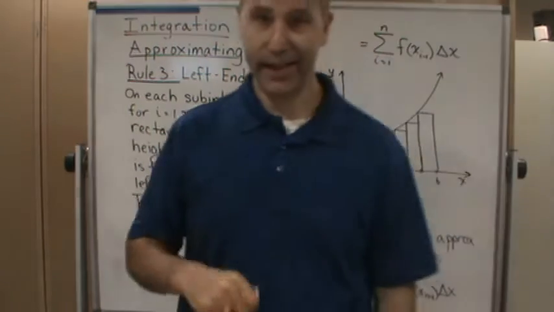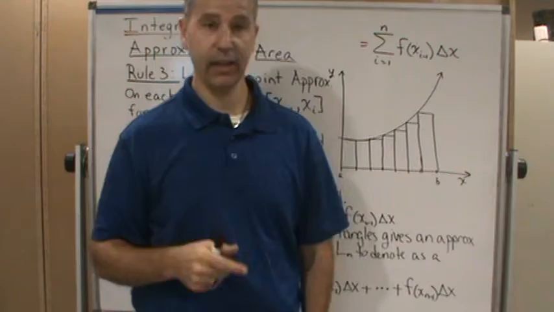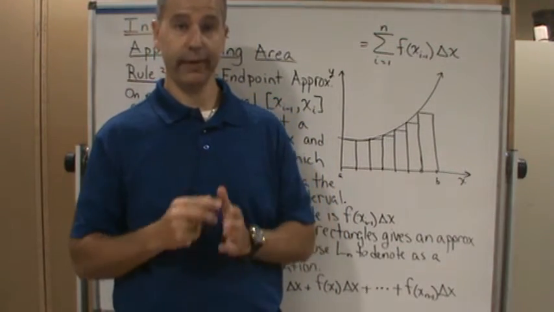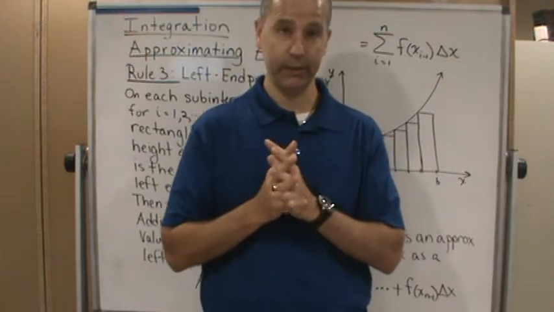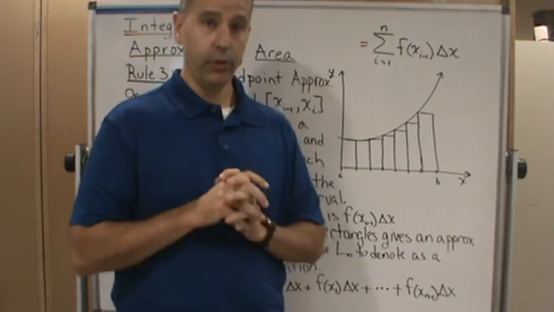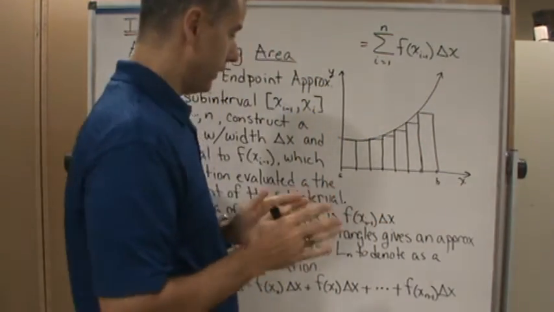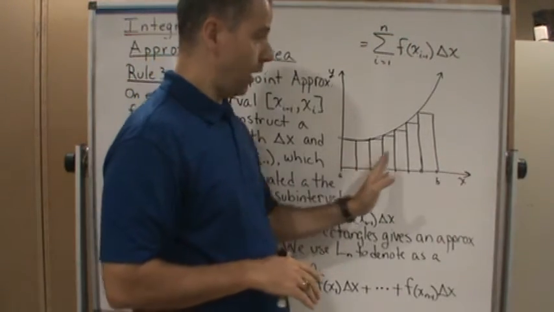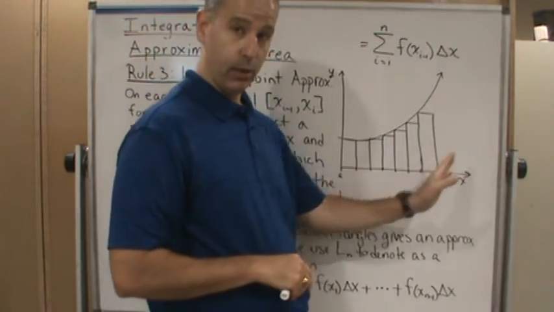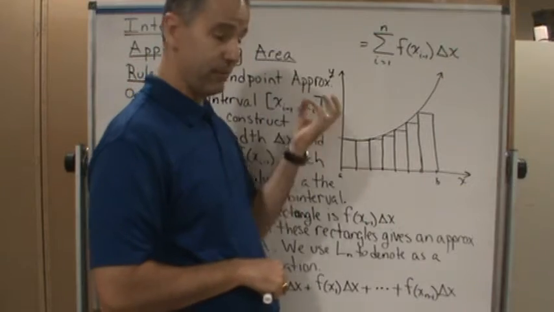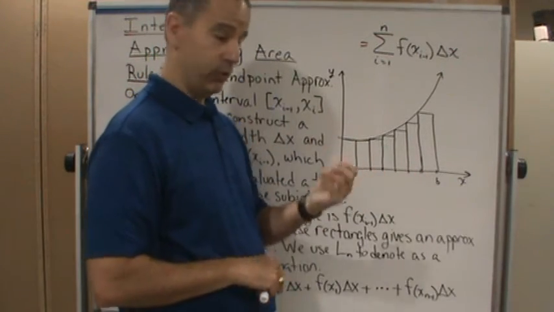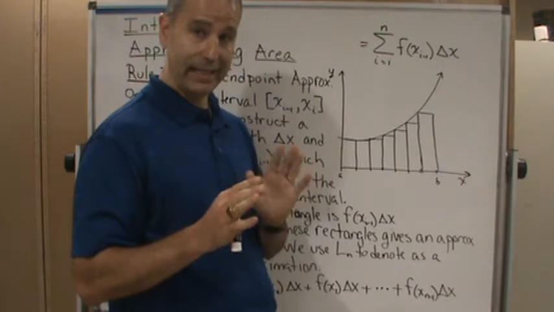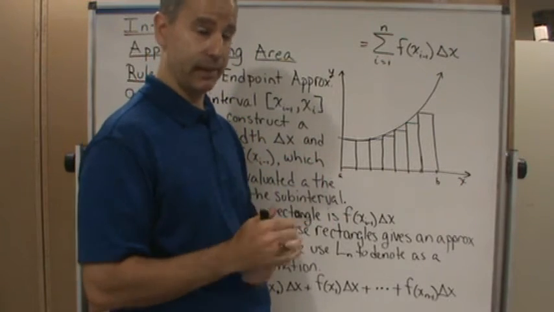Okay, so welcome back, and now we're going to start defining approximations for the area of the curve, and we're going to start with what's called the left endpoint approximation. So what we're going to do is use rectangles to approximate the area under the curve. We're going to have a certain number of rectangles and so on. So let's start with the idea of how we're going to approximate the area.